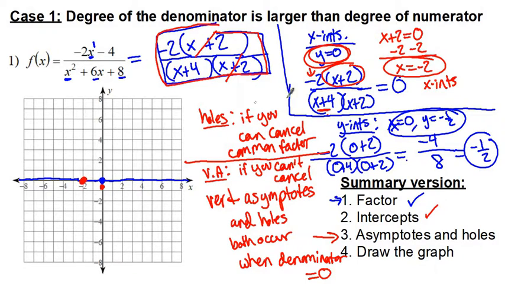Those will cancel. So we said right here, if you can cancel a common factor, we can cancel the x plus 2. If we can cancel that, that means there's going to be a hole at the x value that would make the bottom 0. And if you look at x plus 2, what would make x plus 2 equal 0? We solve that right here. x equals -2 would cause that to be 0.